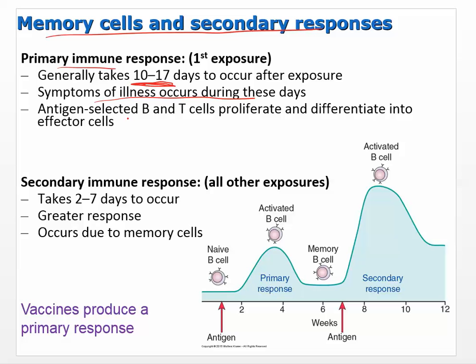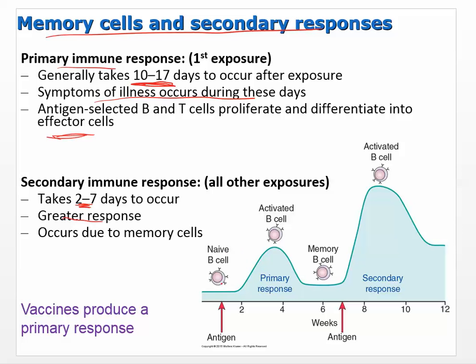And then these antigen-specific B and T cells proliferate and differentiate into the effector cells. The effector cells are the activated forms of them. In the case of B cells, a plasma cell. Now, they form these memory cells, and these just kind of hang out. And then the secondary, so if this particular pathogen shows up again, it may only take 2 to 7 days for an entire full-on response to occur. It's a greater response, and of course it occurs due to these memory cells.